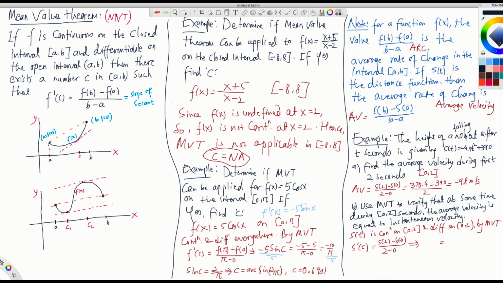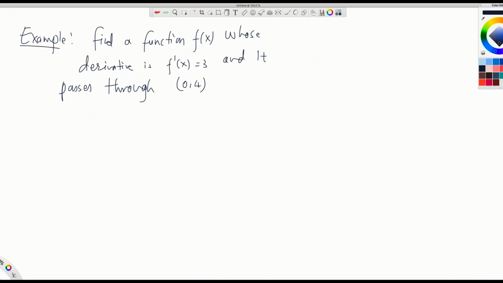But you are trying to find it at c, so it will be negative 9.8c equals, what did we find already, negative 9.8. If you divide both sides by negative 9.8, you get c equals 1, because those cancel out. So at c equals 1, the average velocity is equal to the instantaneous velocity. That means at 1 second, the instantaneous velocity is equal to the average velocity. So let us look at the last example.